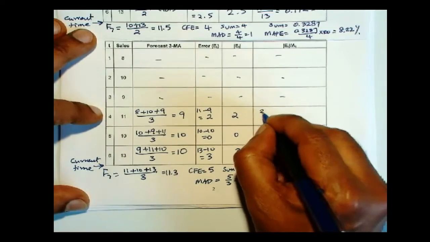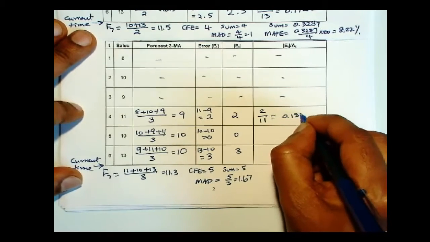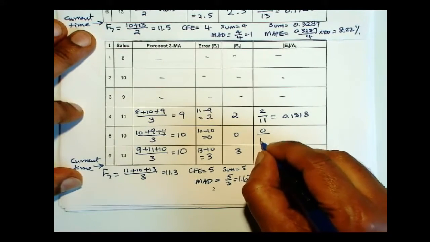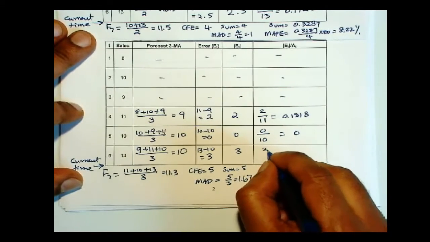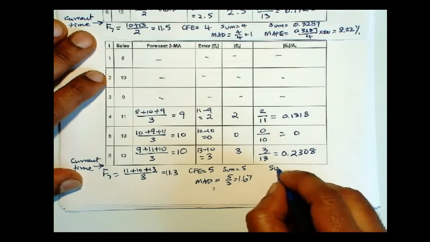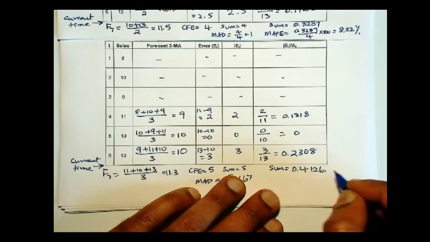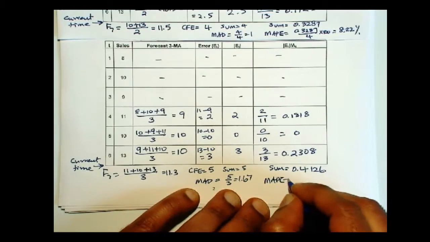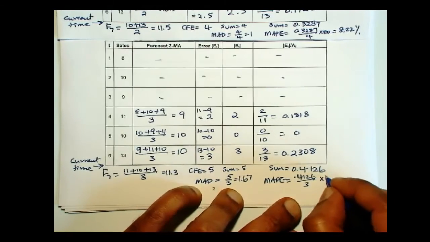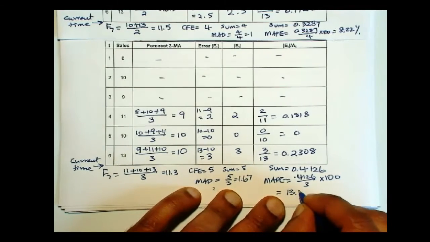And for MAPE, 2 over 11 is 0.1818. 0 over 10, okay, so that's 0. 3 over 13 is 0.2308, and this sum is 0.4126, and therefore MAPE is 0.4126 over 3 times 100 to express that as a percentage, and that is 13.75%.